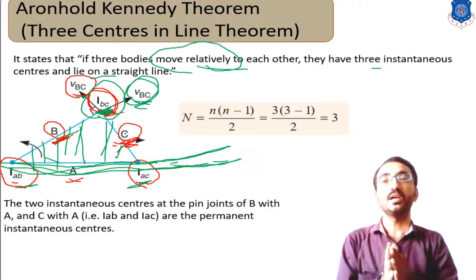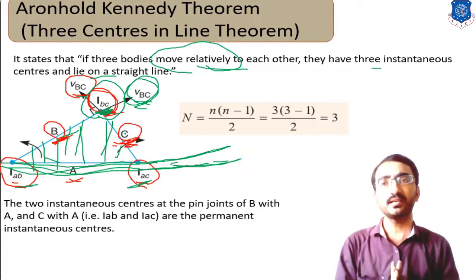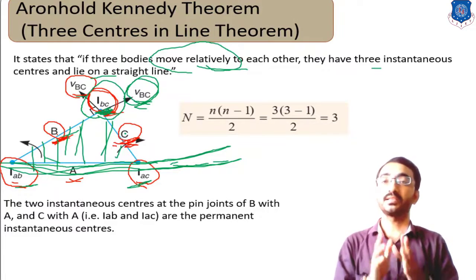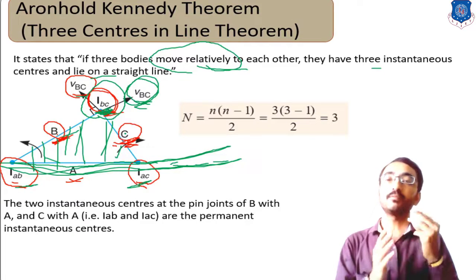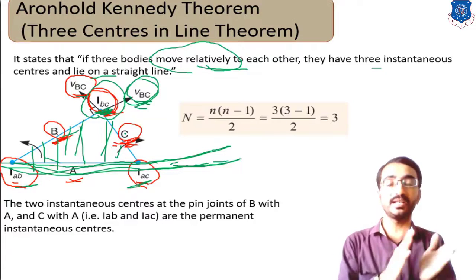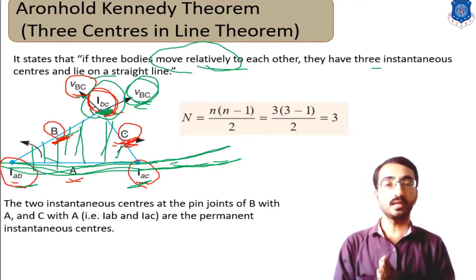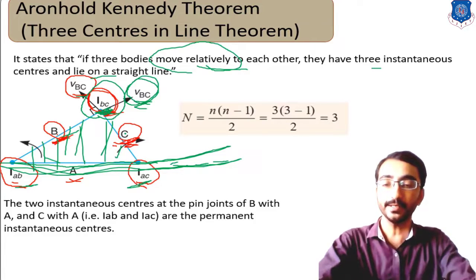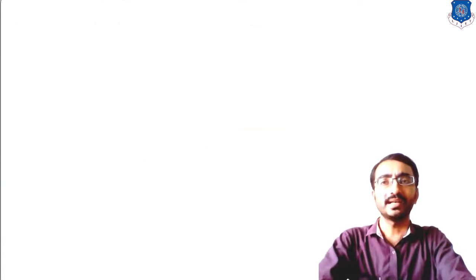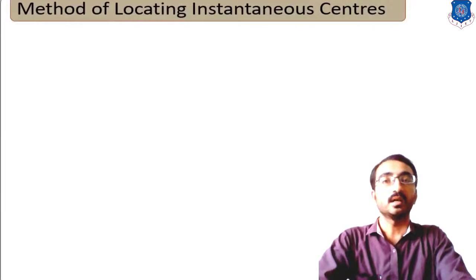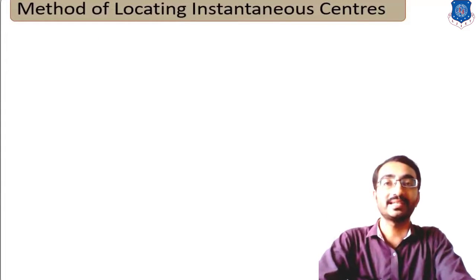Okay, so in this way we can prove Aronhold's theorem, which says that the three instantaneous centers of bodies which are moving relative to each other must lie on a straight line. Okay, clear? Now let's learn the method of locating instantaneous centers so that we can solve numericals.